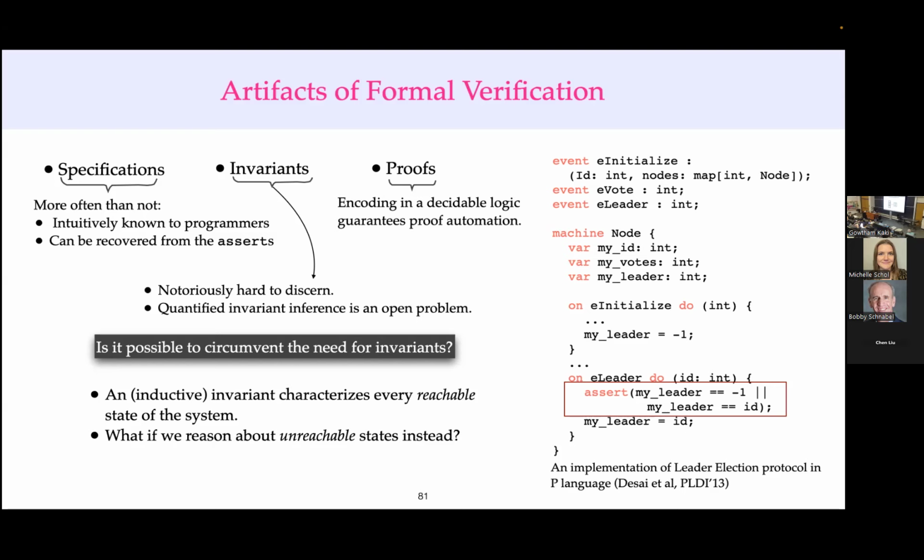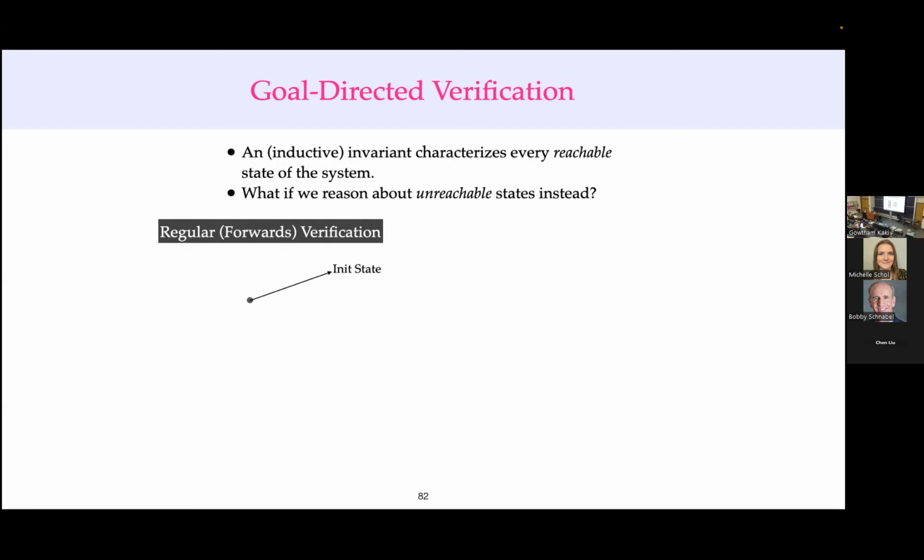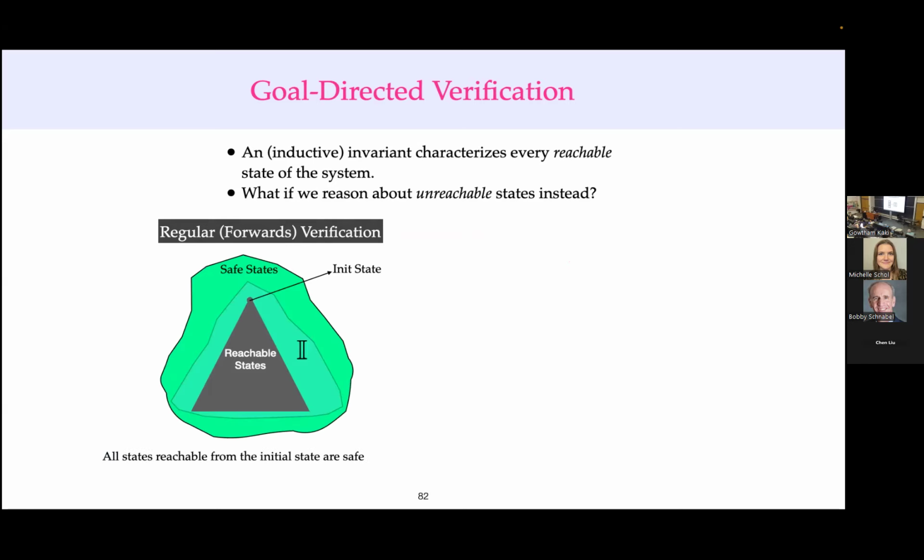But what if we reason about unreachable states instead? What do I mean by that? In regular forward verification, you have an initial state and then a set of reachable states. You write an inductive invariant that covers the reachable states and maybe some more states, and show that all states reachable from the initial state are safe. So you reason about all the states regardless of the actual property you're trying to verify.